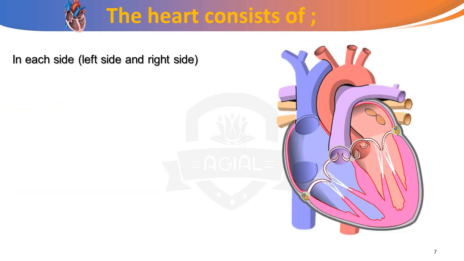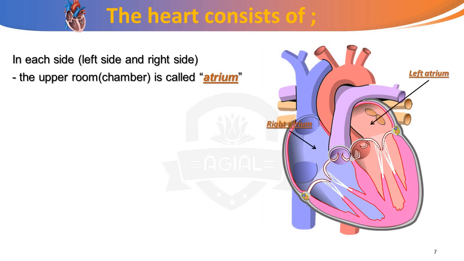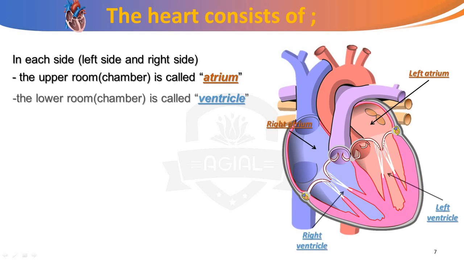In each side there are 2 rooms. The upper room is called the atrium. So in the right side there is the right atrium and in the left side there is the left atrium, and in the lower left side is the left ventricle, and in the lower right side there is the right ventricle.